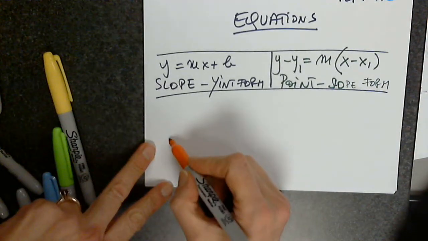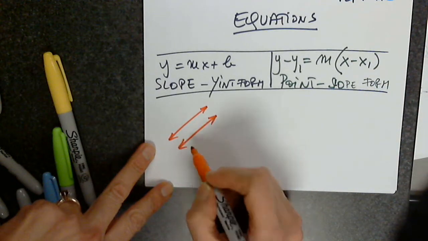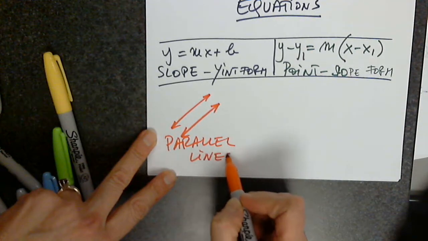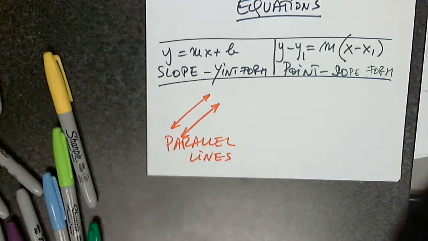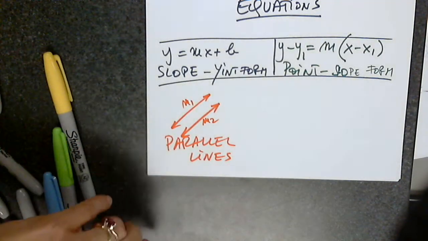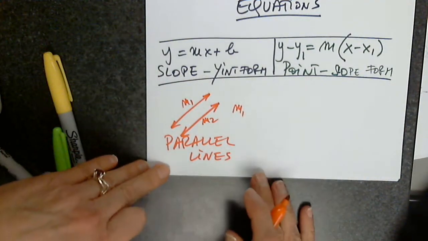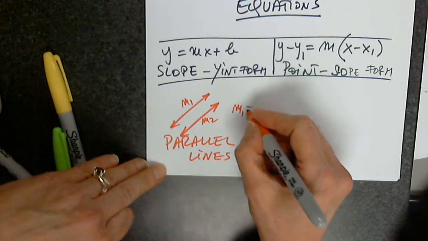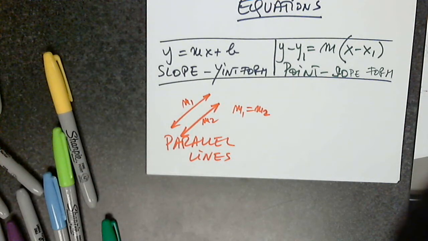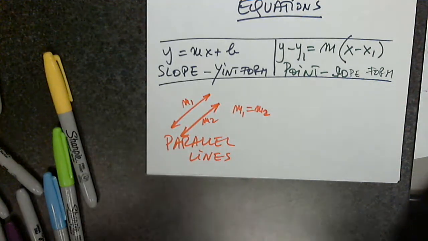Now, parallel lines. What do we know about the slope or slopes of 2 parallel lines? Yes. So if this line has slope m1 and this line has slope m2, the relationship is m1 equals m2. The 2 slopes must be the same. Very good.